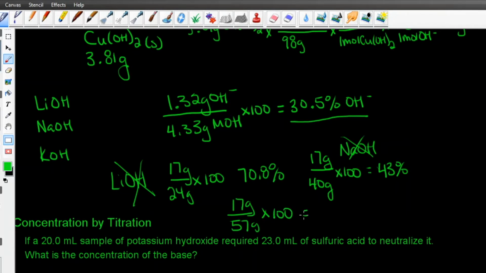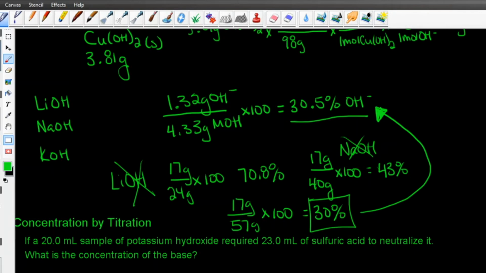Hopefully this is our winner. And it is. Yay. This is 30% hydroxide, which matches with the percentage of hydroxide that I found up above from my experimental gravimetric analysis. Okay, so I don't feel like doing that problem again, do you?